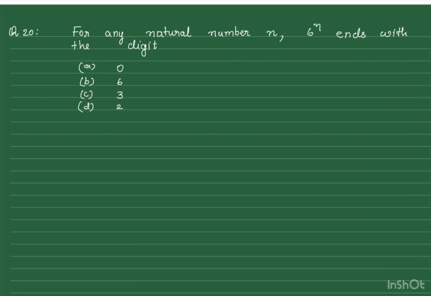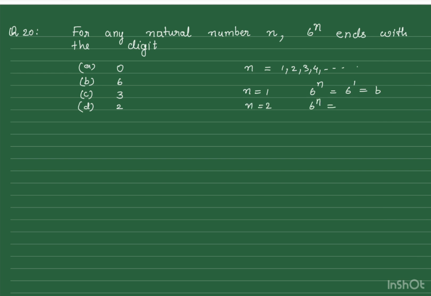The 20th question: for any natural number n, 6 raised to n ends with the digit 0, 6, 3, 2. For any natural number, so n is equal to 1, 2, 3, 4, etc. Let's take n is equal to 1. Then 6 raised to n becomes 6 raised to 1, that is equal to 6.